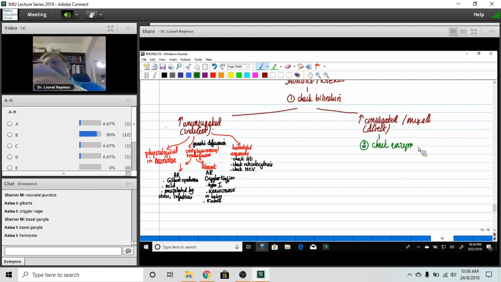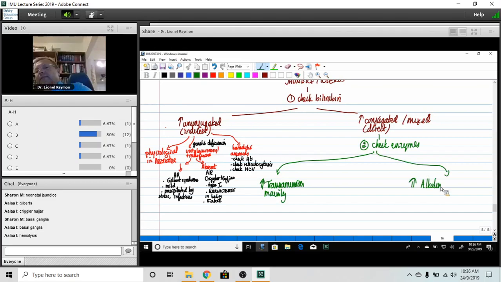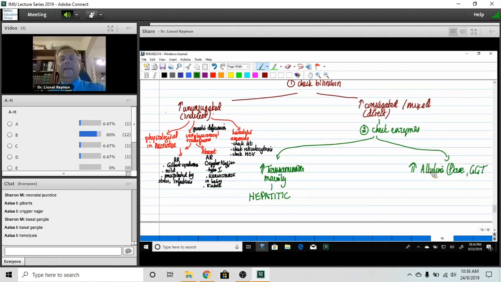And in checking enzymes, you're going to have 2 big groups. You have the ones that have increased transaminases mainly, versus the ones that are going to have increased alkaline phosphatase and gamma GT. If it's increased transaminases, then it's hepatic, we said. If it's increased alkaline phosphatase, it's cholestatic.